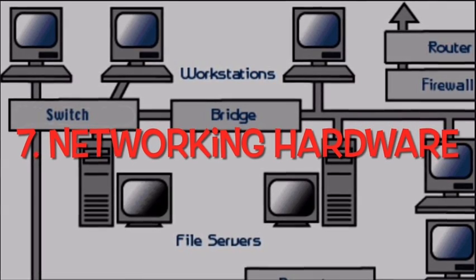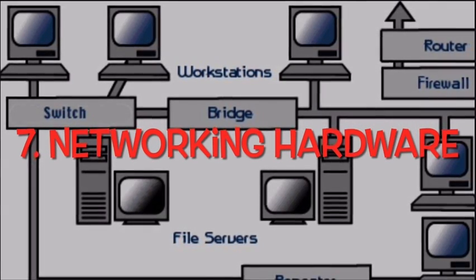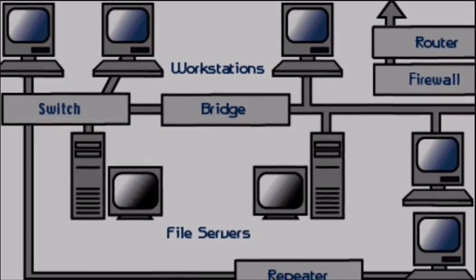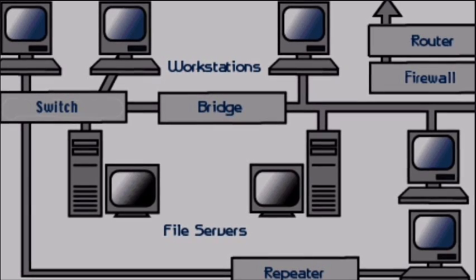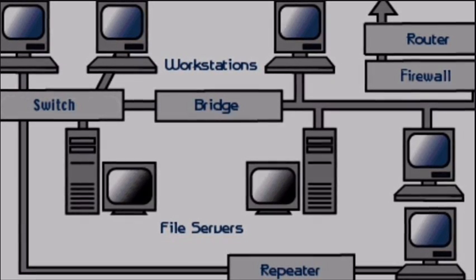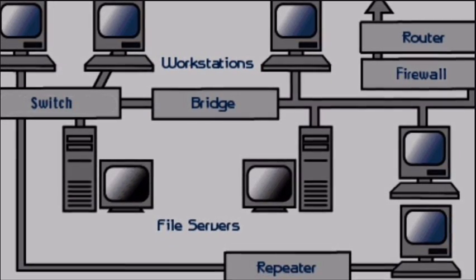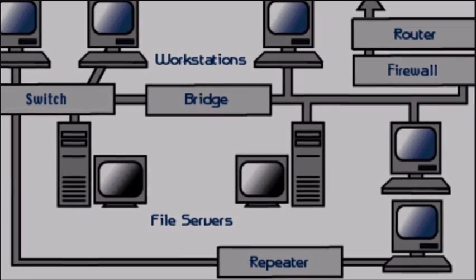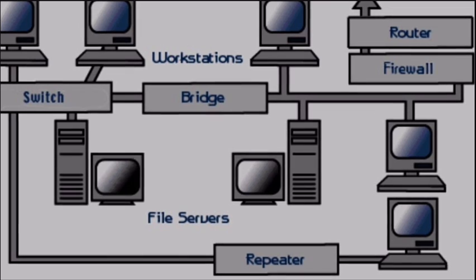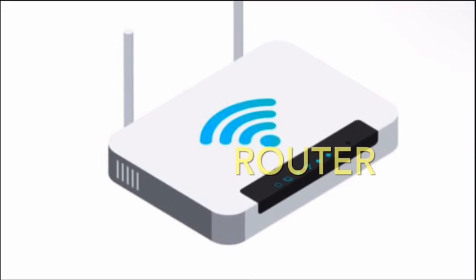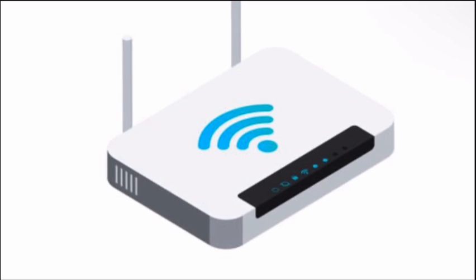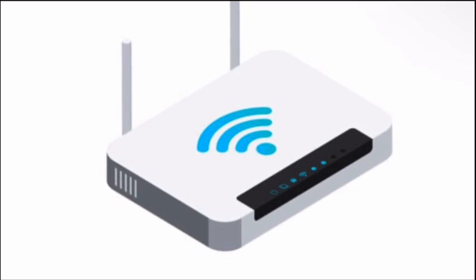7. Networking hardware. Networking hardware consists of physical devices that facilitate communication and data transfer within a computer network. These devices help manage and maintain network connections. Devices facilitating network connectivity include network cards and routers. Here are key types of network hardware. Router directs data traffic between different networks and ensures that information reaches its destination efficiently.